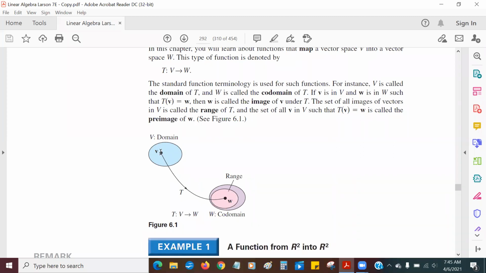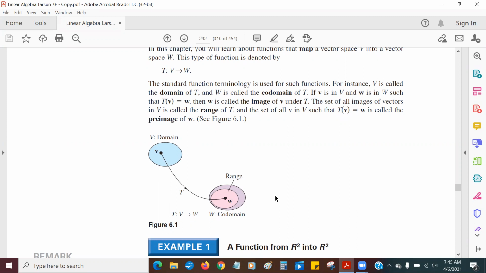So when the function takes vectors in V and sticks them into W, it happens to be that it only hits these guys right there. It doesn't hit the entire W. That's what you're used to seeing in algebra. We talk about a function and the range and so forth.